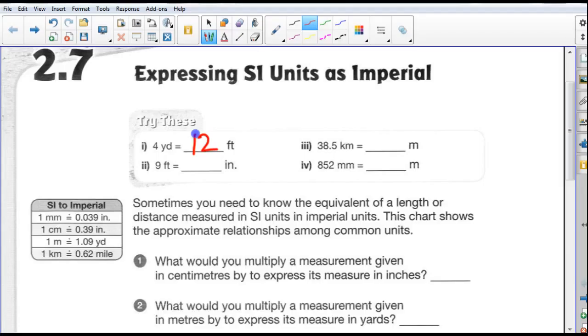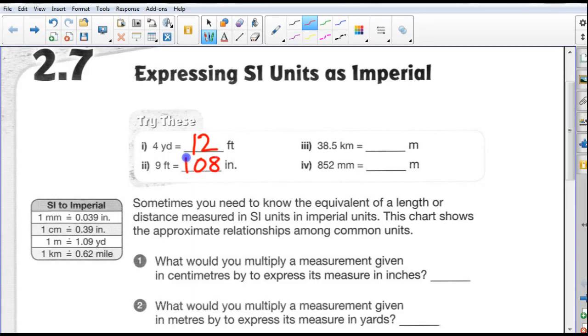We have 9 feet. We want to convert it to inches. Well, we know there's 12 inches per foot. We have 9 feet, so we take 9 times 12. And 9 times 12 is 108. So we've got 108 inches there.